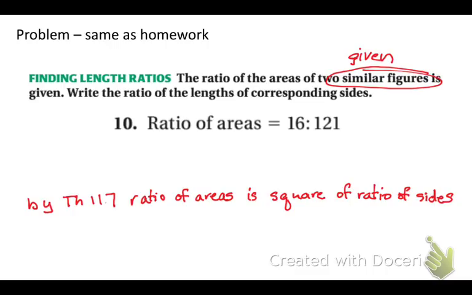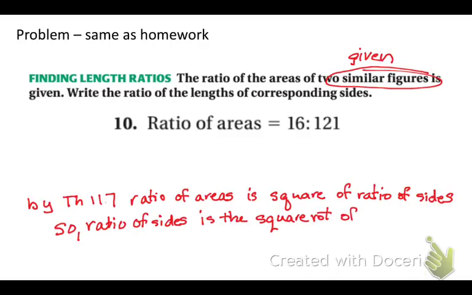The reverse of that is also true. The ratio of sides is the square root of the ratio of areas. Because remember, square and square root are inverse relationships, so you're going backwards.